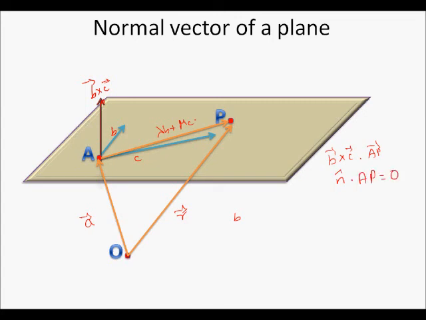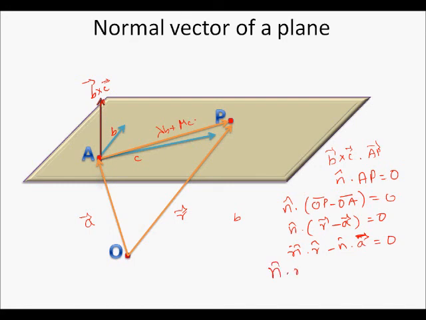So what is AP? AP is nothing but OP minus OA. This was also done when we were talking about position vectors. OP is R and OA is A. So the equation we get is N dot R minus N dot A is equal to 0, which means N dot R is equal to N dot A. This is the vector equation of a plane in normal form, where we are using the normal vector to define the equation of a plane.